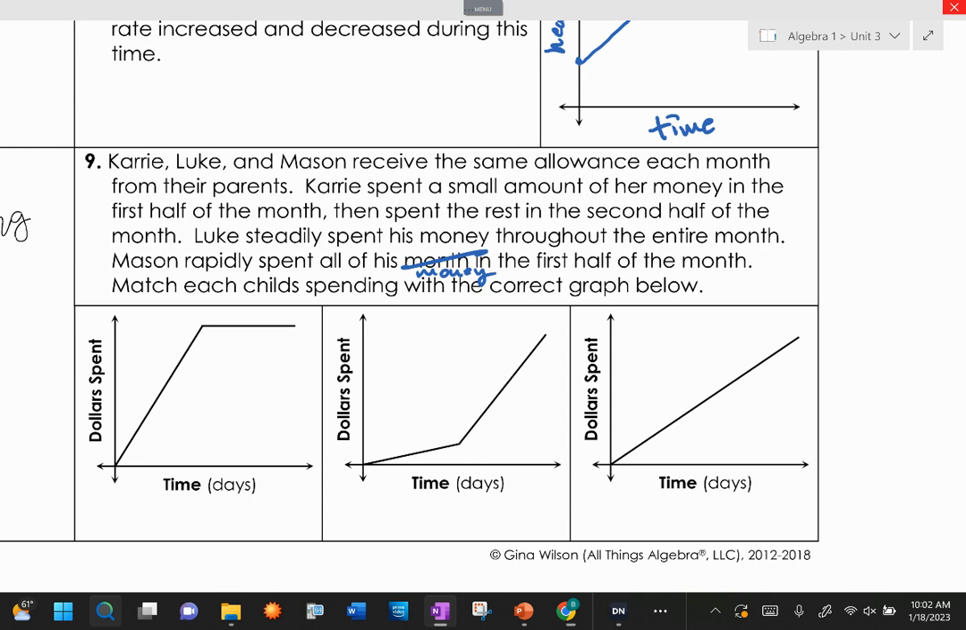Mason's not very smart. Why? He started spending all the money, he spent all his money. Maybe he knew exactly what he wanted.